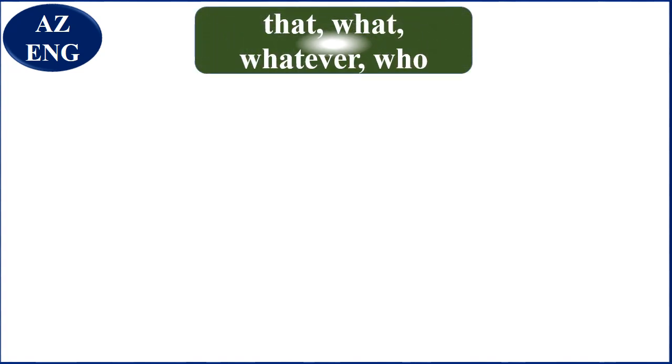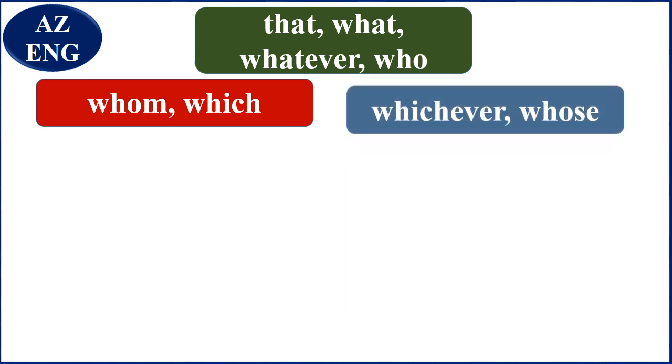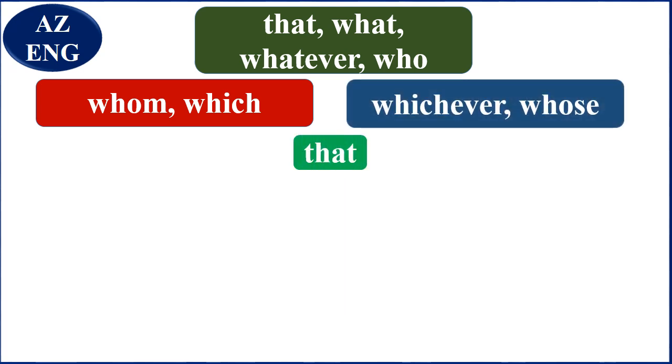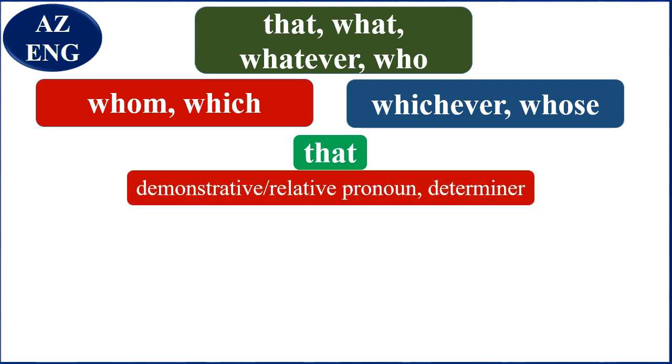And here, which is the last part of the video. So you see the words that, what, whatever, who. We want to see the different functions that they have when you use them in a sentence. Also, we've got whom, which, whichever, whose. So for example, let's take the word that. The word that, as you can see, it can be a demonstrative pronoun, it can be a relative pronoun, or a determiner.